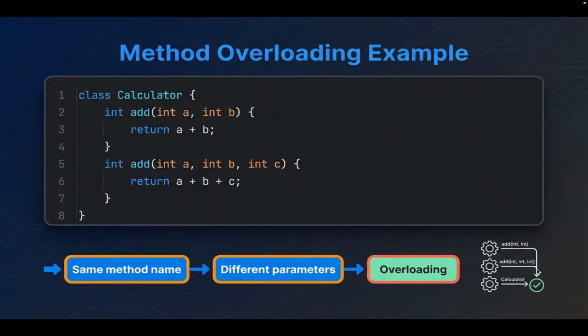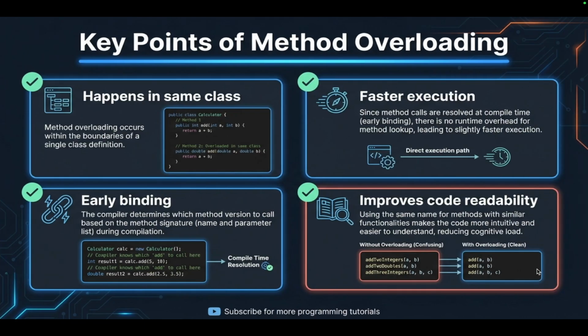Method overloading example. Here we have a calculator class. We have multiple add methods. One adds two numbers, another adds three numbers. Both have the same name but different parameters. This is method overloading and it represents compile time polymorphism. The compiler automatically selects the correct method. Some important points. Happens in the same class, faster execution, no inheritance required, resolved at compile time. So compile time polymorphism is efficient and simple.